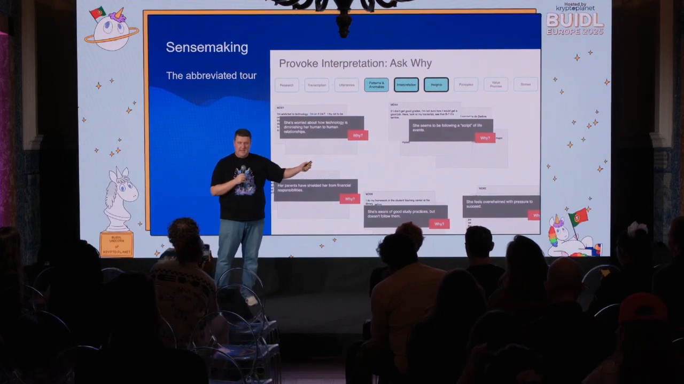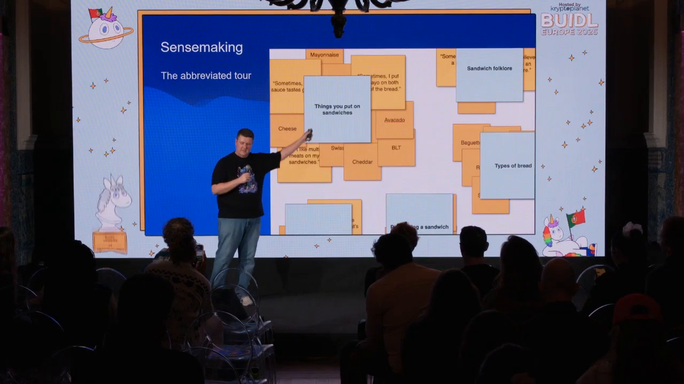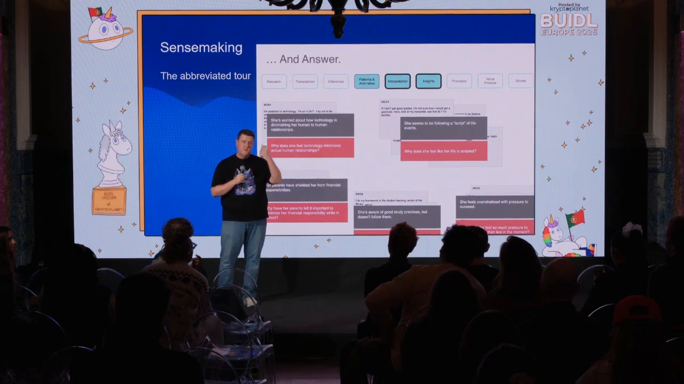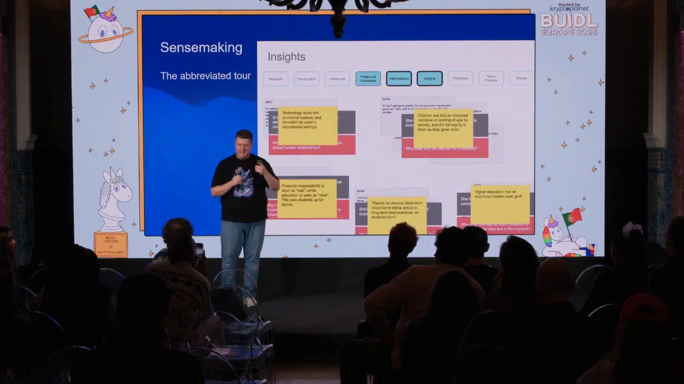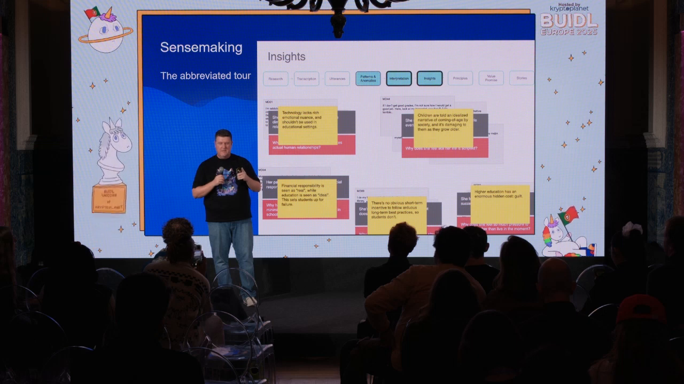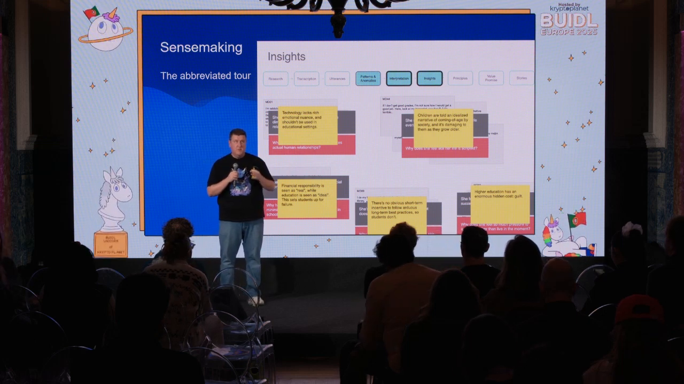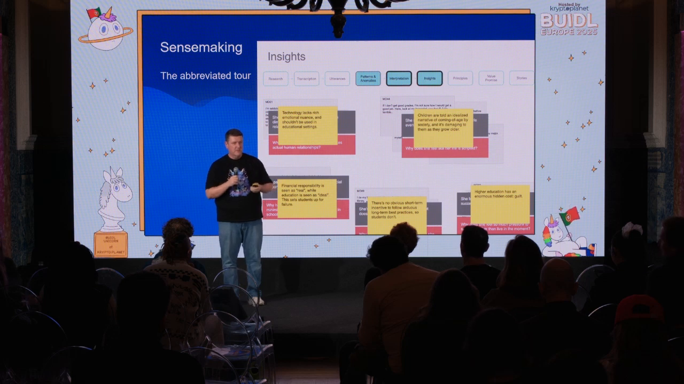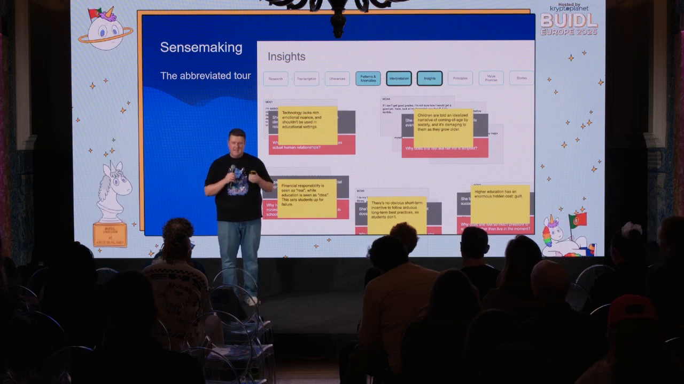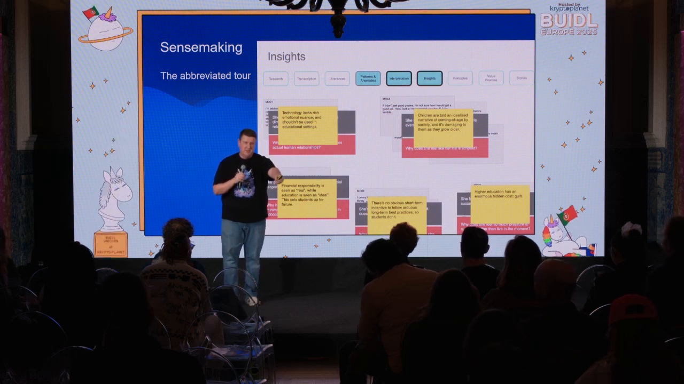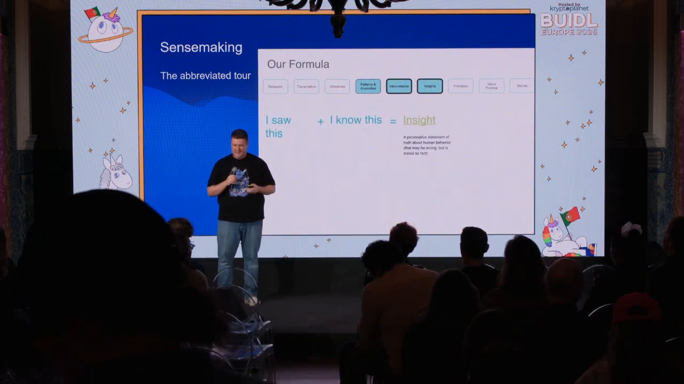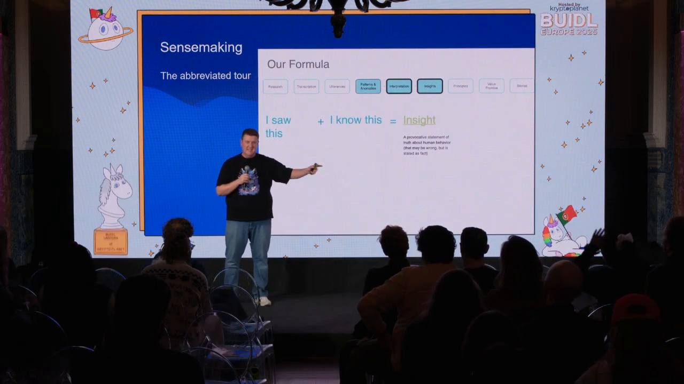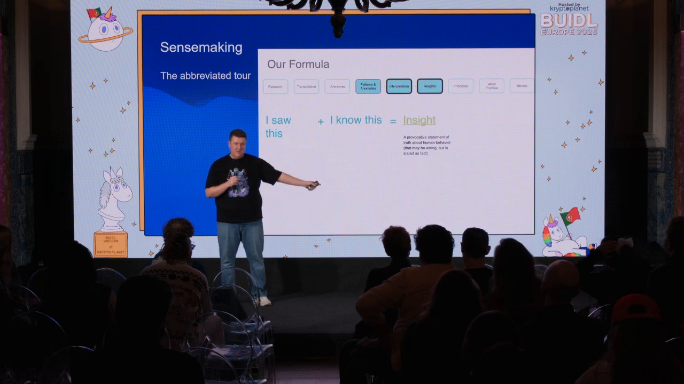You then have to ask why are you noticing these points in common? So this is a different set of examples. And then you make an answer. These insights that you generate are supposed to be provocative statements of truth. They are supposed to kind of rustle some jimmies and make people feel upset. And they are supposed to provoke a thought. So, I saw this, I know this, insight. Okay? This is the process in which you manufacture insights.